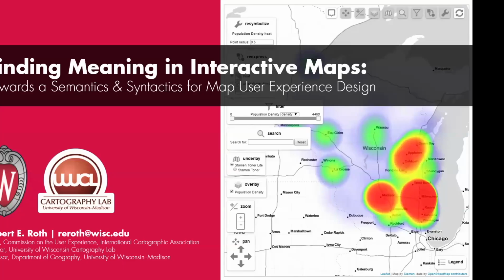As Francis said, my name is Robert Roth. I'm a professor at the University of Wisconsin. I'm also the director of the University of Wisconsin Cartography Lab. But today I'm primarily representing my service to the International Cartographic Association and our connections to the Geosemantics Commission.